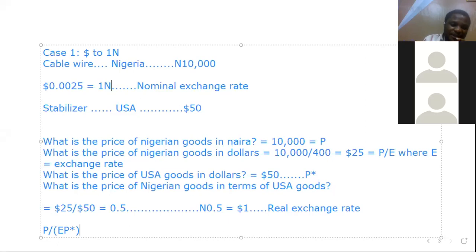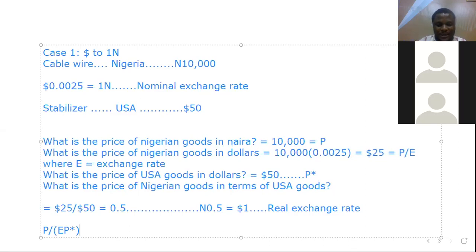Stabilizer, the price in USA is 50 naira. So I asked the question, what is the price of Nigerian goods in naira? 10,000 naira. That is P. The next question is, what is the price of Nigerian goods in dollars? It will no longer be 10,000 over 400, but it becomes 10,000 times what?